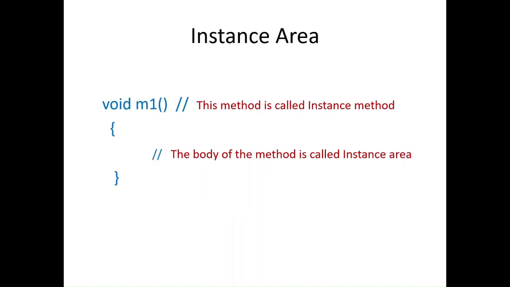Generally, when you're declaring a method like void m1, this method is an instance method. The body of the method is called instance area. Please keep this in mind. When I'm declaring a method like this, it is an instance method, and the body of the method is called instance area.